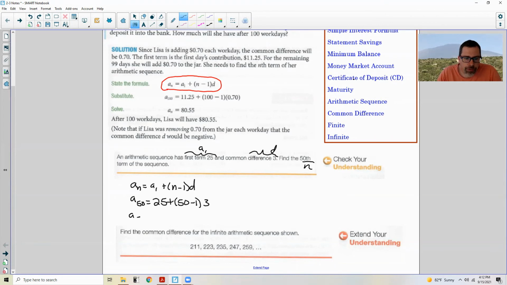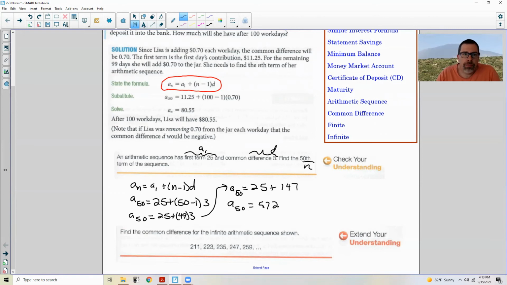So A sub 50 is going to equal 25 plus 49 times 3. Don't forget order of operations. You do inside the parentheses first, then you multiply, then you add. So this is going to become A sub 50 equals 25 plus 9 times 3 is 27, 4 times 3 is 12, plus the 2 is 14, and then therefore A sub 50 equals 7 and 5 is 12, 4 and 2 is 6, and 1 is 7, and 5.